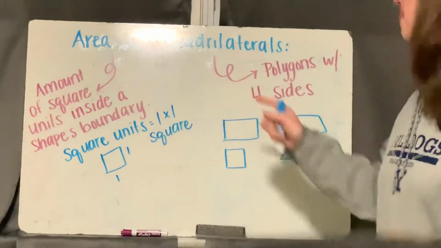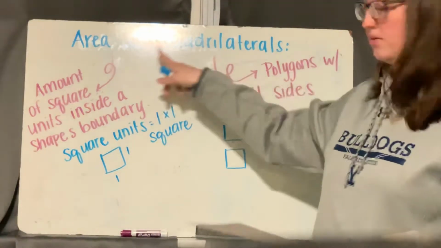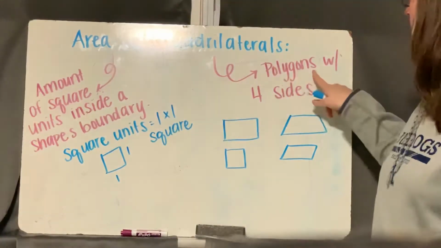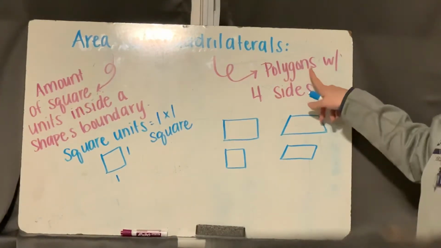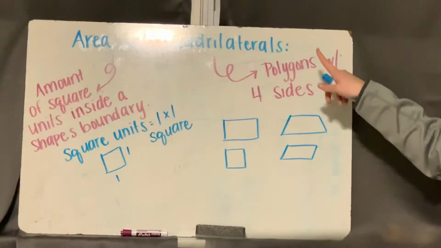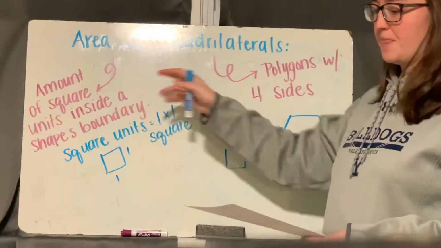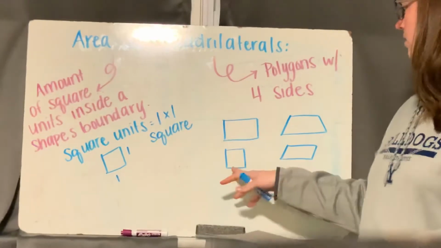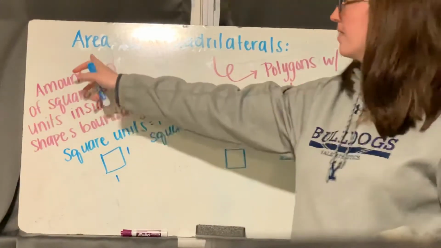So we're going to talk about area of quadrilaterals, and we know that a quadrilateral is a polygon with 4 sides. A polygon is a closed figure, a closed shape. Quadrilaterals have 4 sides. The 4 types that we're going to focus on are rectangle, square, trapezoid, and parallelogram. And then we're finding the area.